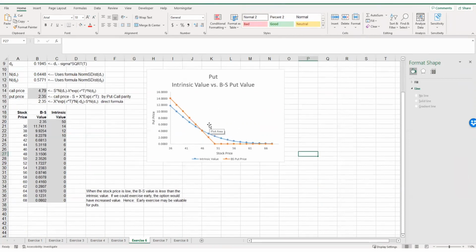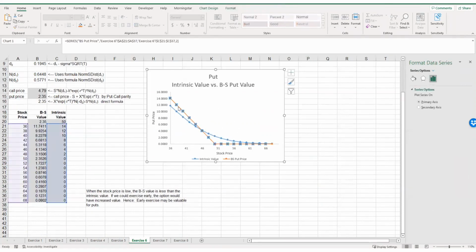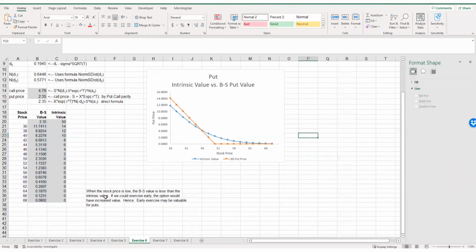With this graph showing you the put intrinsic value given by this orange line, and the Black-Scholes put value given by this blue curve, you're going to see that when stock price is low, in this range, the Black-Scholes price is less than the intrinsic value. So if someone can exercise it early with an American option, the option will have increased value. So early exercise may be valuable for put.